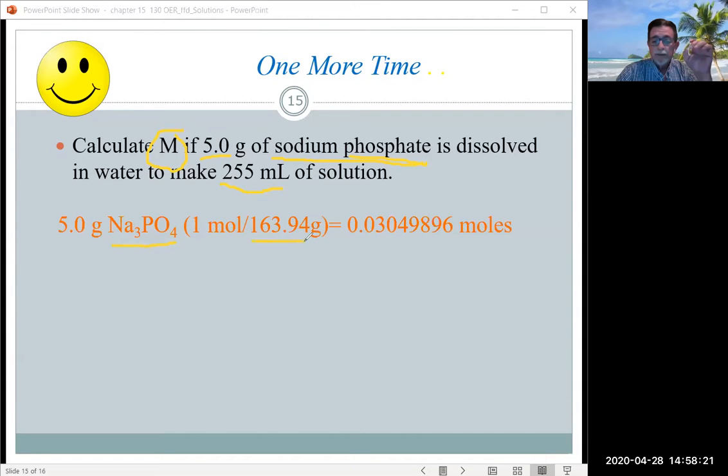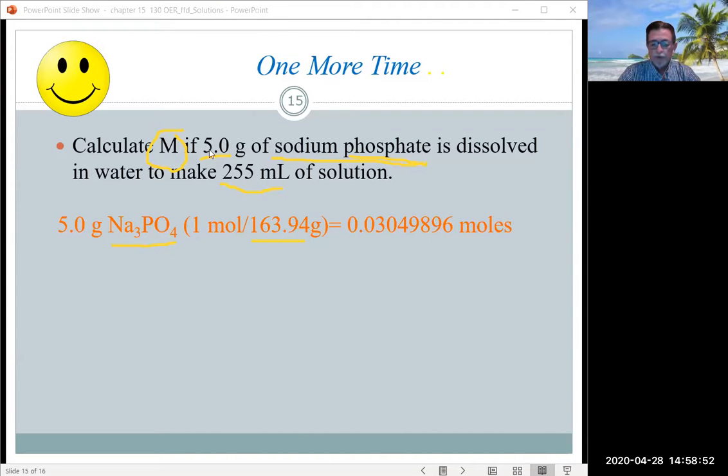Okay, so there's the formula. And 3 sodiums, 1 phosphorus, 4 oxygens should give you a molar mass of 163.94 grams per mole. Okay, we're given 5 grams. We divide by the molar mass. It gives us the number of moles of sodium phosphate. Obviously, there's a lot of numbers there. Keep all those numbers because you don't want to truncate until at the end with respect to your sig figs.